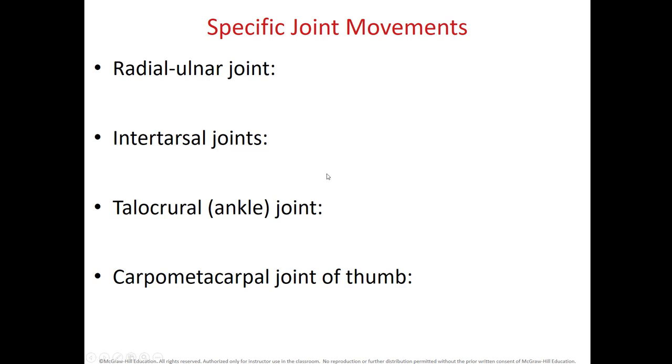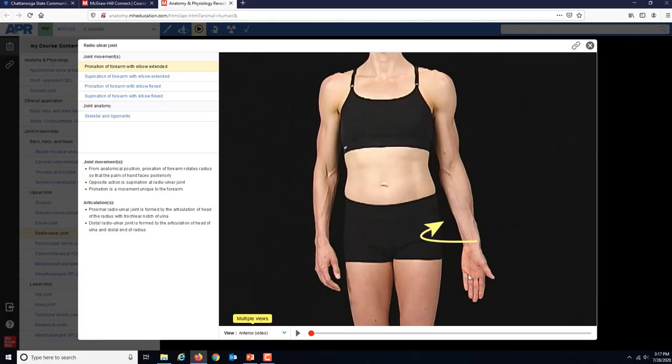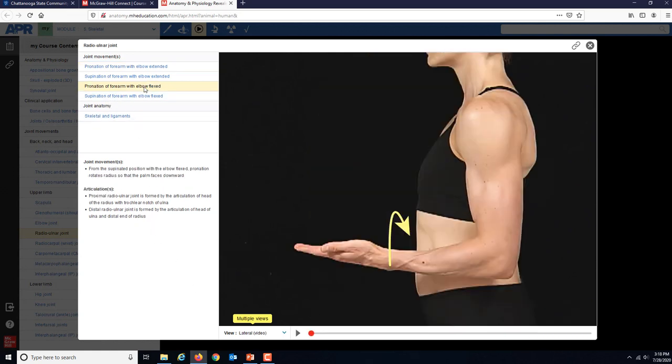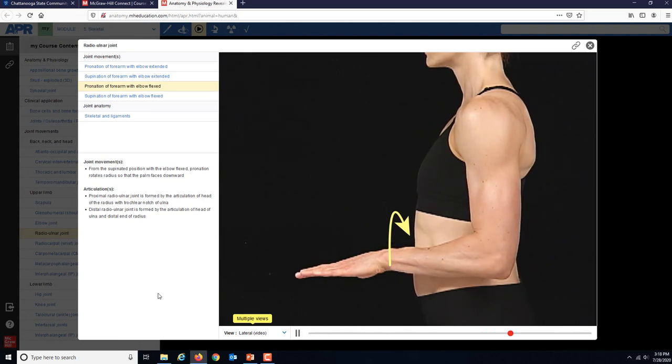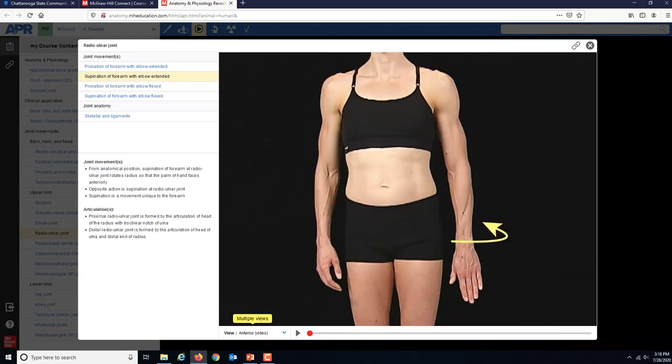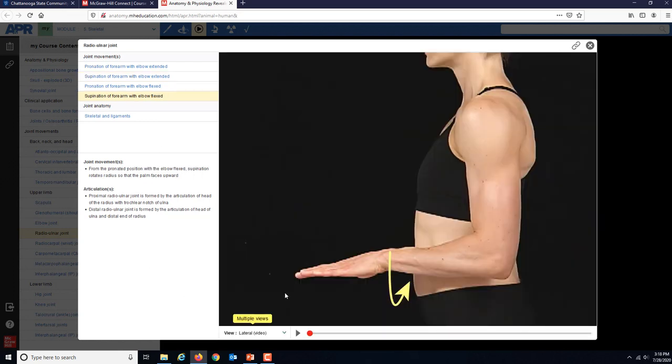Now let's look at specific joint movements. At the radial ulnar joint, and so these are the two bones in your forearm, we have pronation and supination. Looking at pronation, this is where you turn your palms either posteriorly or when the elbow is flexed, you turn the palms down. Supination is when you go back to anatomical position. Here's supination with the elbow flexed. Palms up.